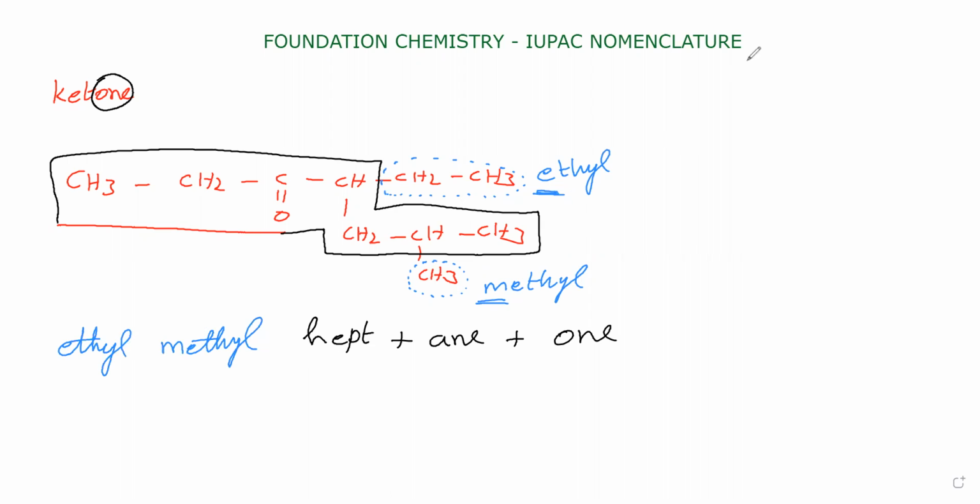Then we have to say the positions. To say the position, we have to give numbering. Numbering means start at the left extreme of the parent chain, otherwise the right extreme of the parent chain. Then the functional group must get the least position. Keeping that in mind, give the numbering. So the functional group carbon should get the least position. Which is the functional group carbon? This is the functional group carbon. This has to get the least position, and as per that we have to give numbering.